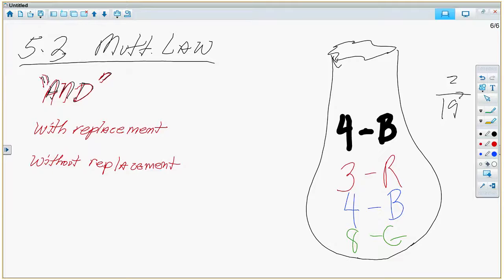That would be what? But what if I kept it? It would be 2 out of 18. And what if I kept that one in my pocket? It'd be 1 out of what? 17. That, without replacement, affects the what?